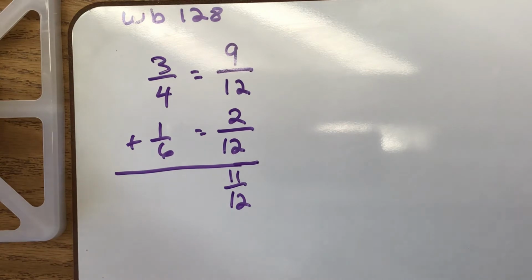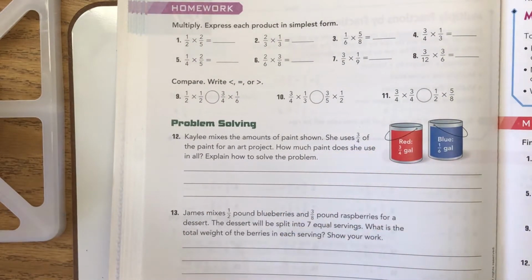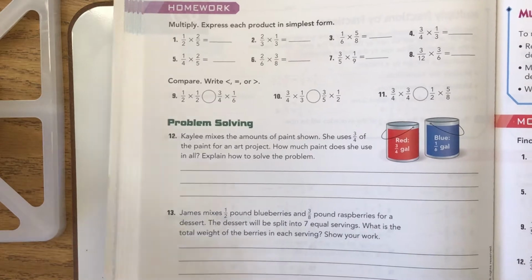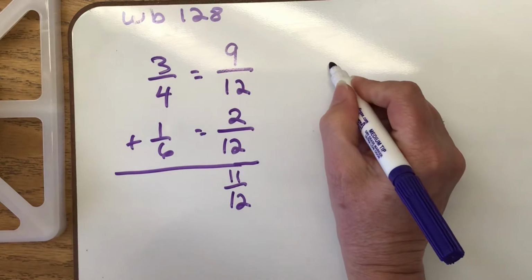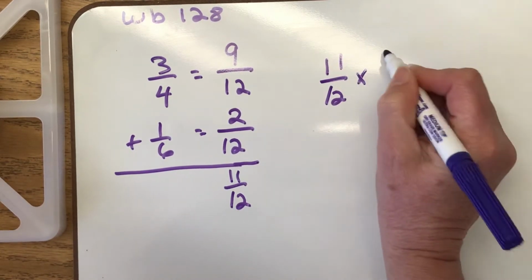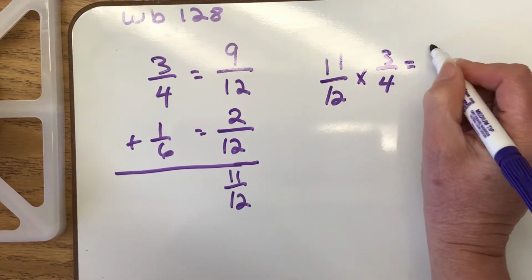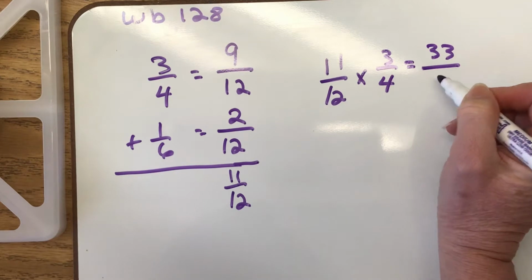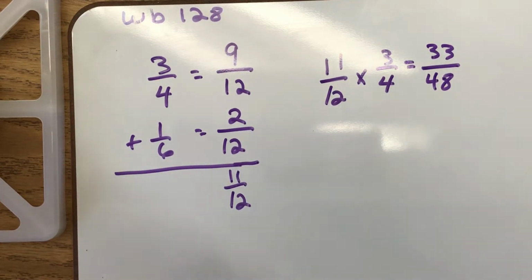So now I need to look back at my problem, and I know that she uses 3/4 of that paint for an art project. So she uses 3/4 of the 11/12. So now I'm going to multiply 11/12 times 3/4. If I multiply 3 times 11, I get 33, and 12 times 4, I get 48. So she uses 33/48 of the paint.